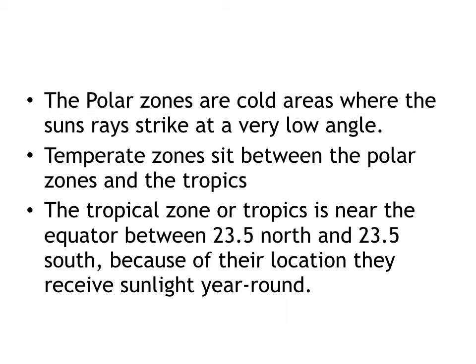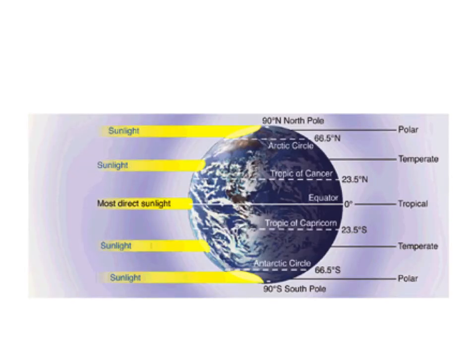Even in the time where it's getting 30 days of sunlight, it's never going to get hot like it will here. Temperate zone sits between the polar zones and the tropics. We are in the temperate zone here. And the tropical zone is near the equator, between 23.5 north and 23.5 south. Okay, and those are the lines there. And they receive sunlight year-round, so it's going to be most direct sunlight, and it's going to be the hottest there.